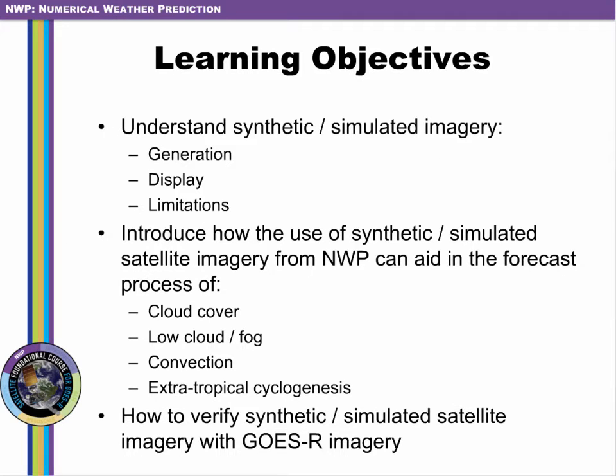For our learning objectives, we'll look to understand the generation, display, and limitations of the synthetic/simulated imagery. We'll also introduce how the use of synthetic/simulated satellite imagery from NWP can aid in the forecast process of cloud cover, low cloud and fog, convection, as well as extratropical cyclogenesis. Finally, we'll look at how to verify synthetic/simulated satellite imagery with GOES-R imagery.